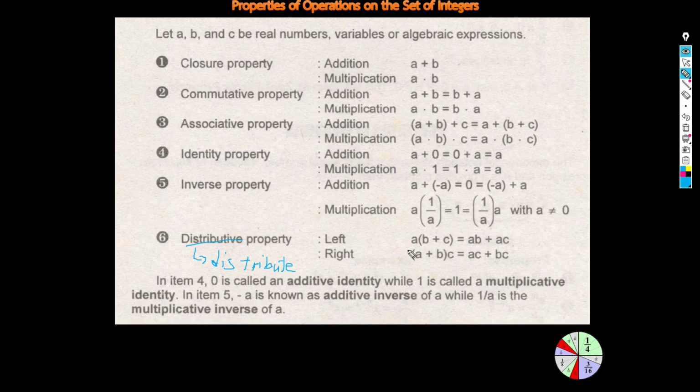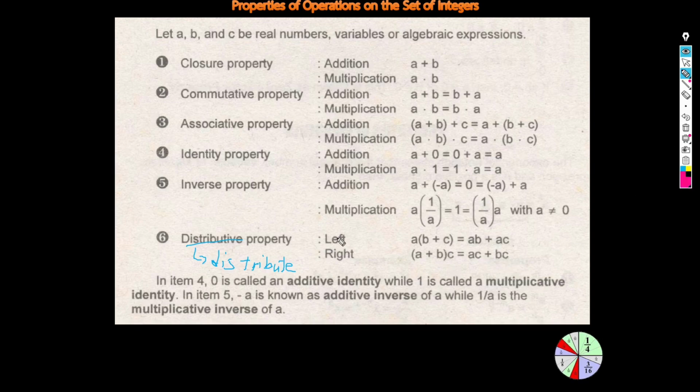Distribute. Okay, here from the left, a multiplied by the one in the bracket, b plus c, just equals ab plus ac. Or if it's on the right, a plus b inside the bracket multiplied with c will give you ac plus bc.